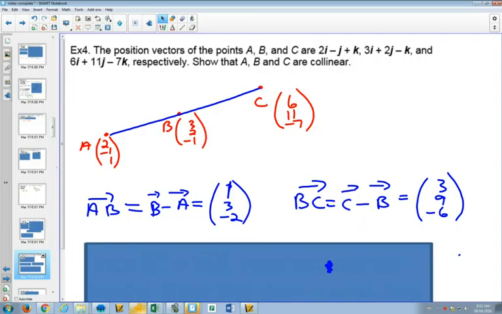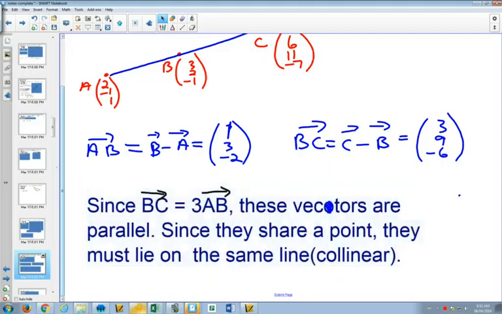Well, we can go back to our ideas before and say, well, if two things are parallel, then one is a multiple of the other one. And here you can see that AB times 3 is equal to BC. Or in other words, you could factor out a 3 out of this one and get 1, 3, negative 2. And since they share a point and they have the same direction or same slope, these would have to be in the same line.